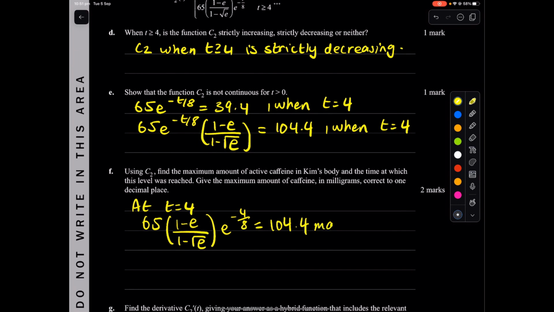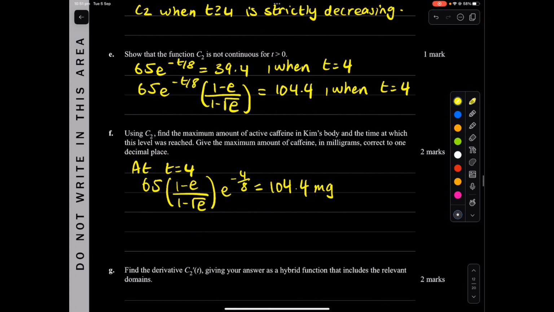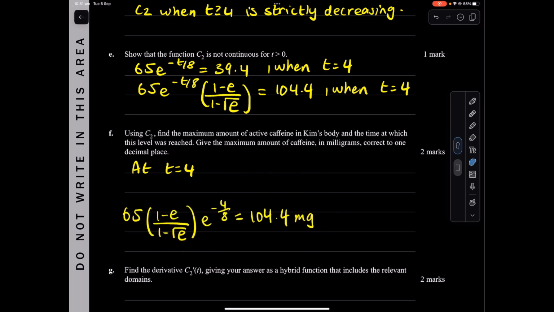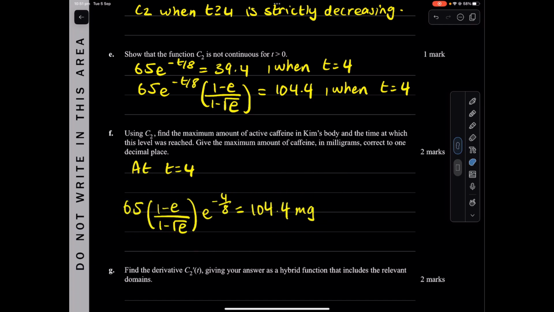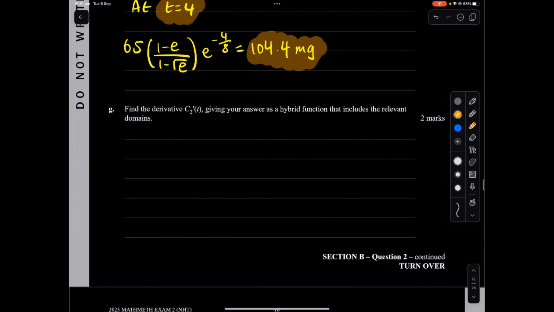Yeah, milligrams. Perfect. So using C2 to find the maximum amount of caffeine in Kim's body and the time at which the level was reached, giving the maximum amount of caffeine in milligrams correct to 1 decimal place, that should give you the mark. So we know it occurs at t equals 4, and we've given this here. Perfect.